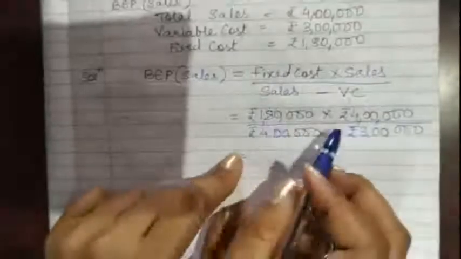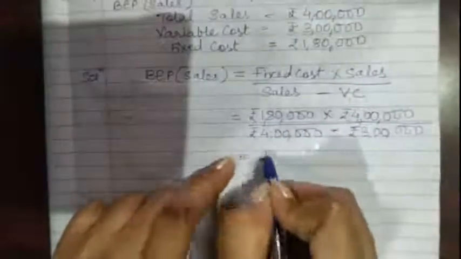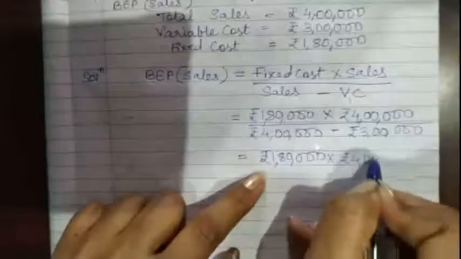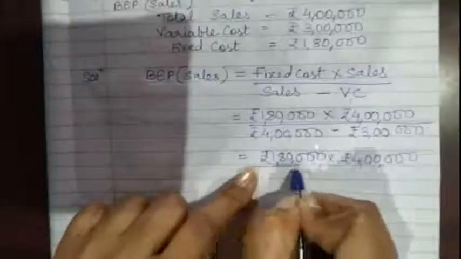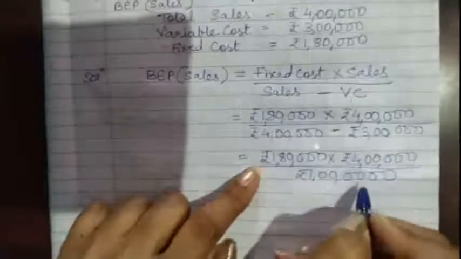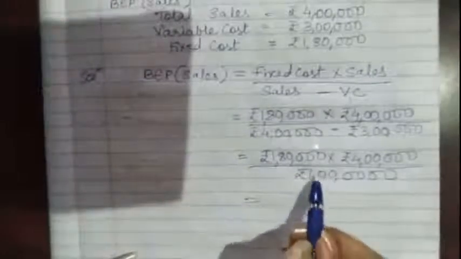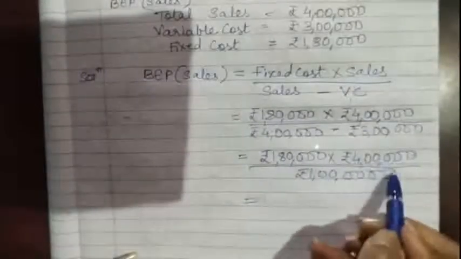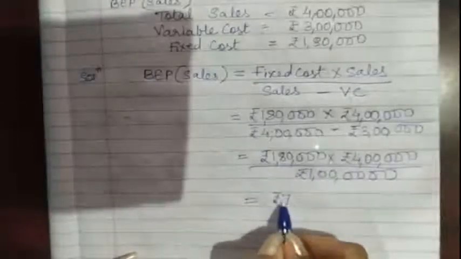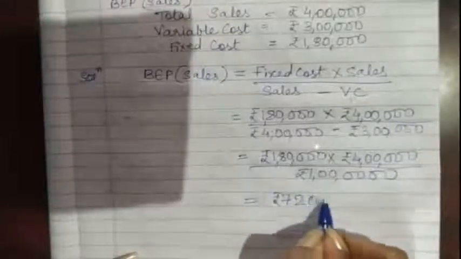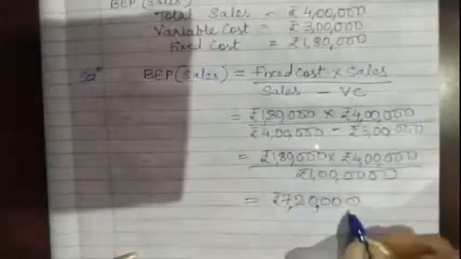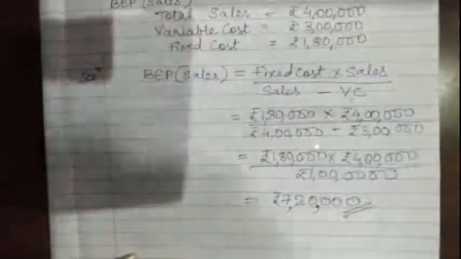Now we will solve this. 4 lakh minus 3 lakh is 1 lakh. So this and this will get cancelled, the zeros will get cancelled. 18 fours are 72, and the remaining zeros. So the answer is 7,20,000.